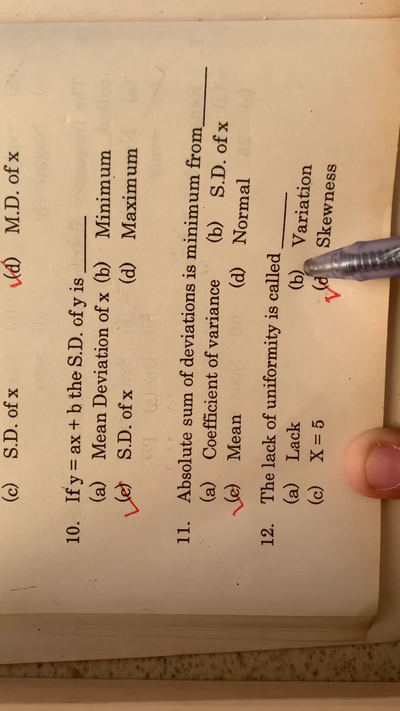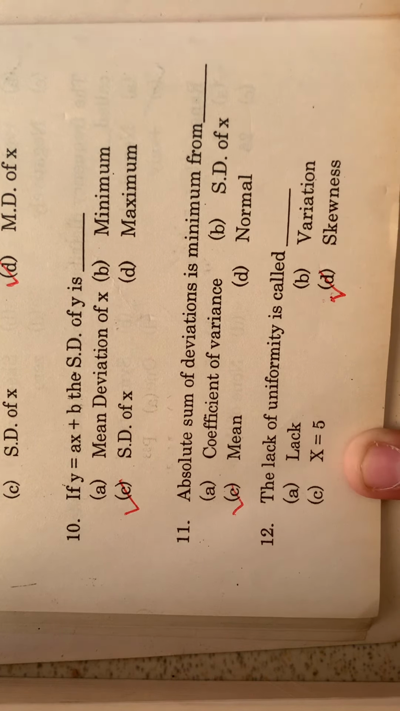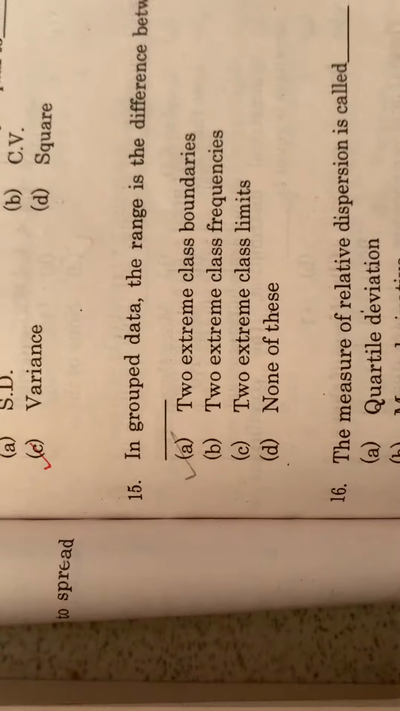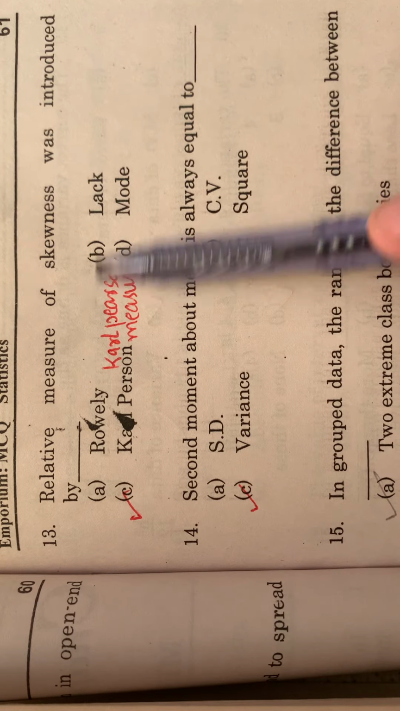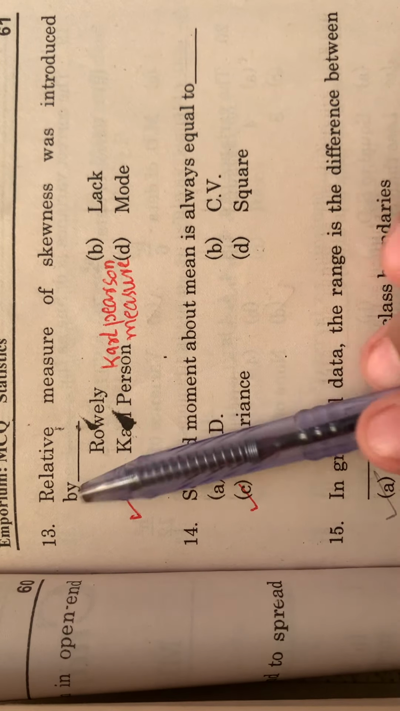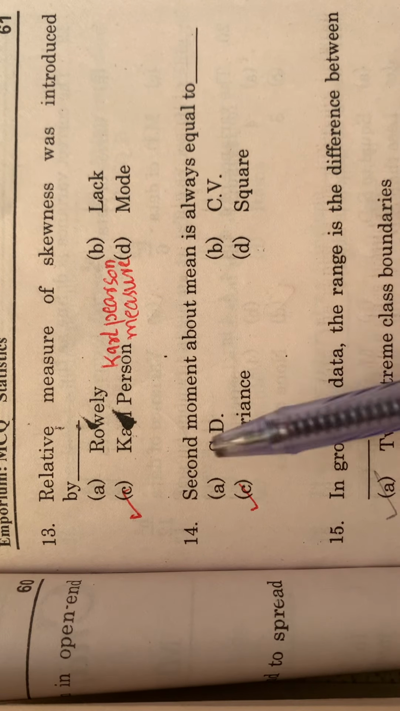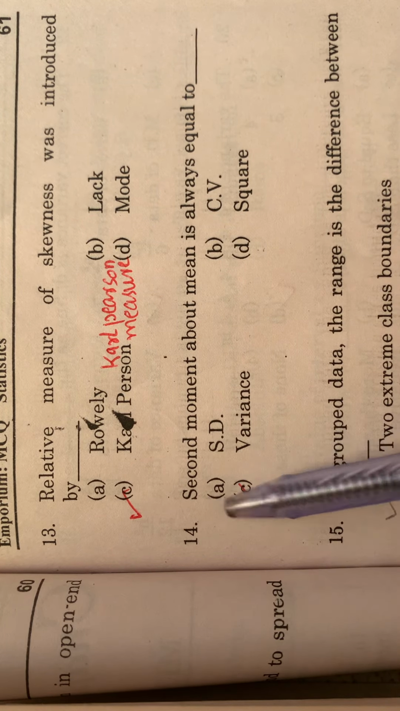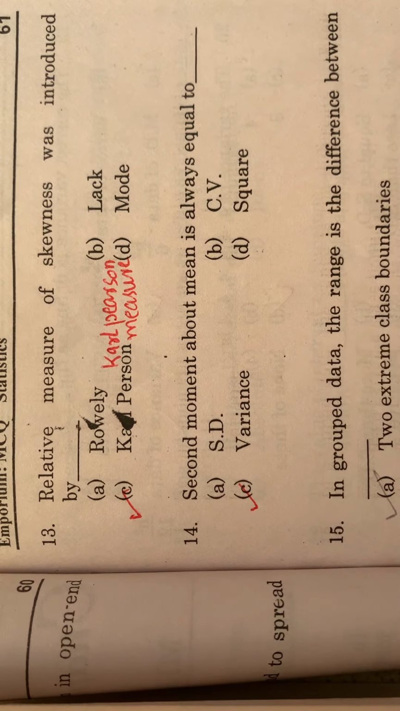11th MCQ is: the absolute sum of deviations is minimum from the mean. The lack of uniformity is called skewness. MCQ number 13 is: the relative measure of skewness was introduced by, who introduced the relative measure? Karl Pearson, C option. Number 14 is: the second moment about mean is always equal to variance.